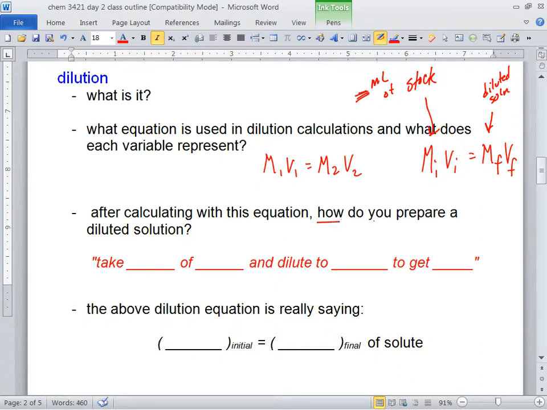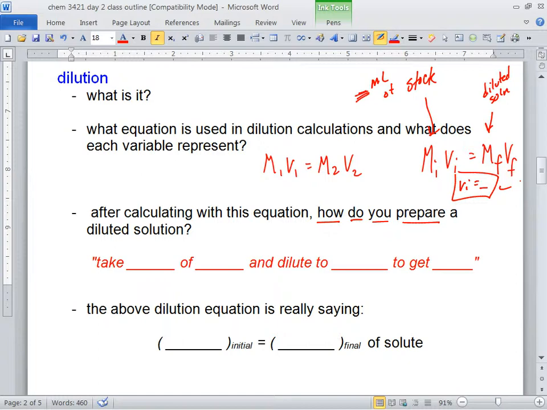This is going to happen. How do you prepare? So we can go through and calculate our answer, right? Get VI and we think we're done. But we aren't, because in these dilution problems, there's always a second part. And it's, how do you prepare? How would you prepare it?